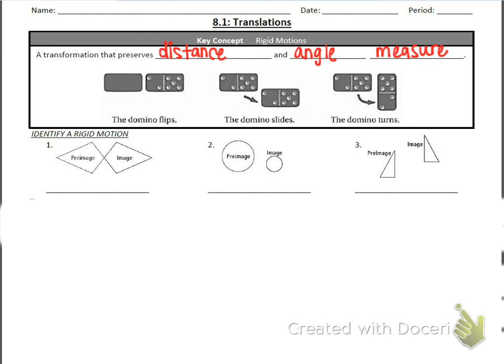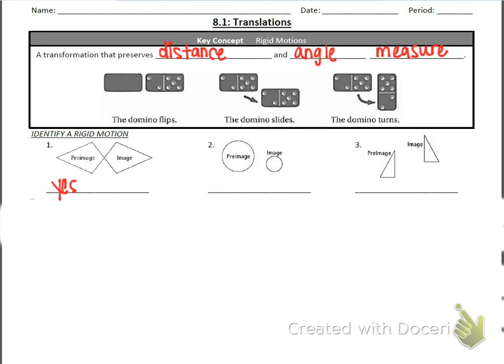So what we are going to do for the very first three questions is decide: is it a rigid motion or not? So let's look at number one. There's your pre-image and your image. Does it look like it's the same size? Yes. Does it look like it's the same shape? Yeah. What does it look like they did to it? They just flipped it. So flipping is a rigid motion, so we would just say yes.